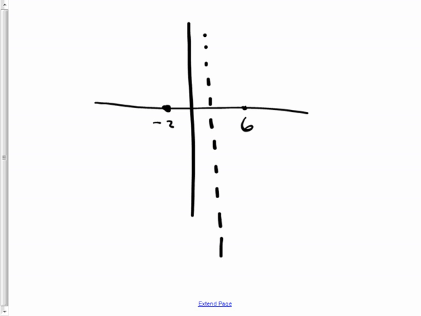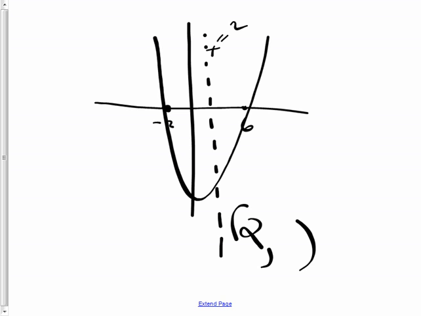So what's the vertex? Well, you don't know the whole vertex, but what part do you know? The x. What is the x again? Well, this is x equals 2. It's the line that runs right down the middle, so this is 2. And then how do I figure out the y? I'd have to have the equation for it. Can you tell me the equation for it? You can. It kind of looks like this, right?